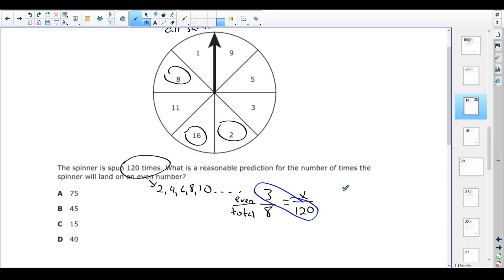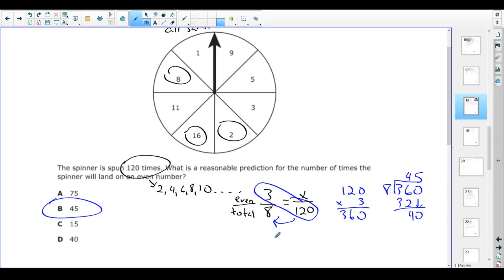So 120 times 3 is 360. We divide that by the number we didn't multiply, 8. That'll go in 4 times, 32. 8 goes into 40 5 times. So you would expect it to land on an even number 45 out of 120 times. Okay.